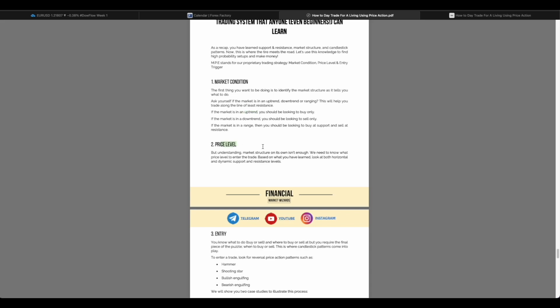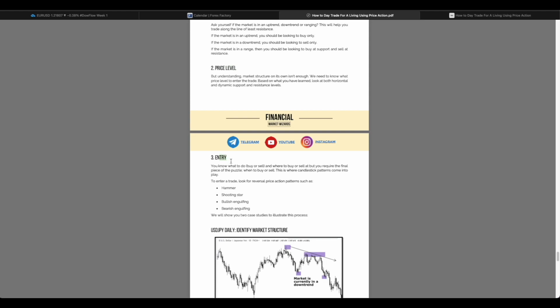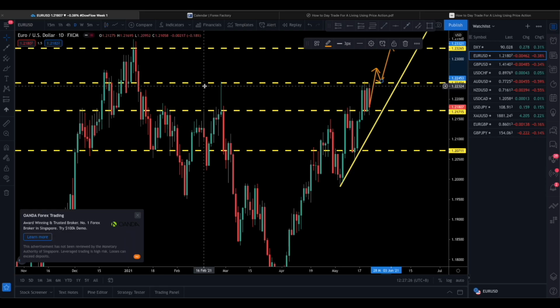We have the price levels, I've plotted it for you, and the last thing that we need is the entry. Okay, it could be a hammer, it could be a bullish engulfing pattern. Okay, as of this time right now, today is Sunday, we do not see anything, so just be patient, take note of these levels.